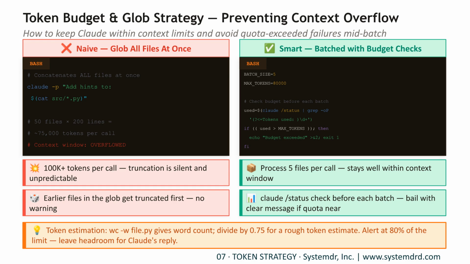Context window overflow is the failure mode that is hardest to detect, because Claude does not loudly tell you that it truncated your input. The output just looks slightly shorter than expected, and the first several files in the batch have fewer type hints than the later ones.